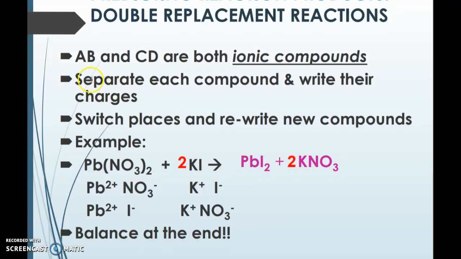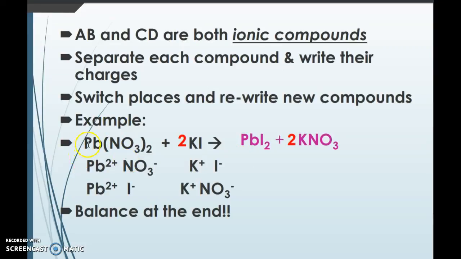In this case, you have to remember that both compounds are ionic compounds. They must be ionic compounds. You're going to separate each compound and write their charges. You're going to swap and switch the cations, write new compounds, and swap and drop. So here, lead II nitrate plus potassium iodide. You're going to take your lead and your nitrate and your potassium and your iodide. You're going to swap them, and you're going to swap and drop the charges so that you have lead II iodide and potassium nitrate. Don't worry about balancing. We're not balancing. Not yet.